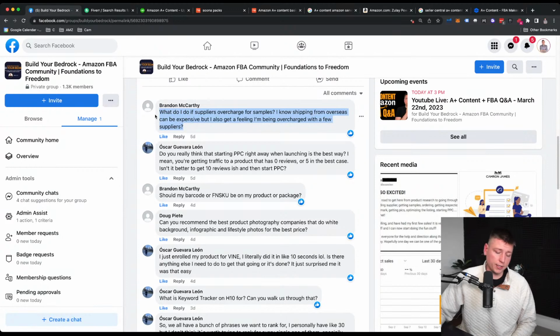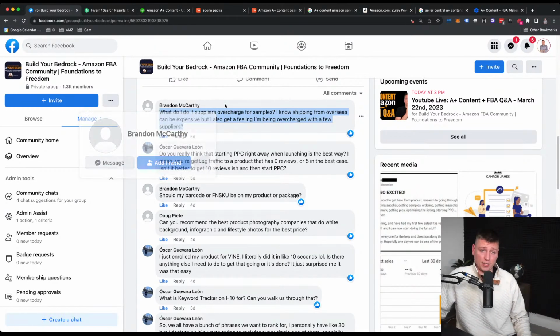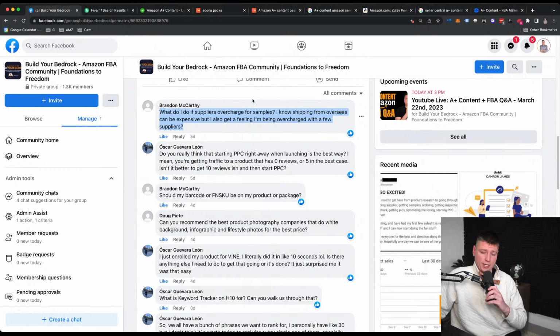Yeah, it depends on what the product is. My typical sample could be $100 to $200. You should include your prices here, and that'll give you a better gauge of whether you're being overcharged or not. It depends on how expensive the item is too, right? And how heavy it is, everything like that. So if you think they're overcharging, then maybe go look for some other suppliers. That's all I can tell you without more information, Brandon.